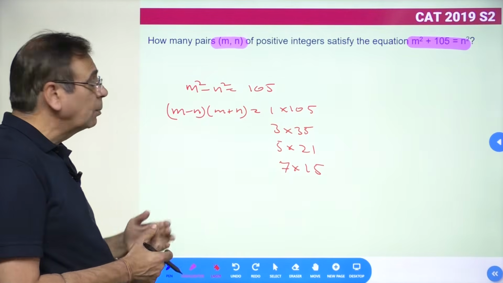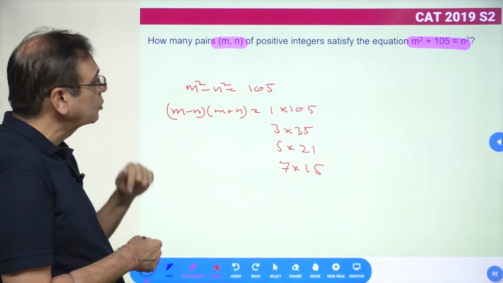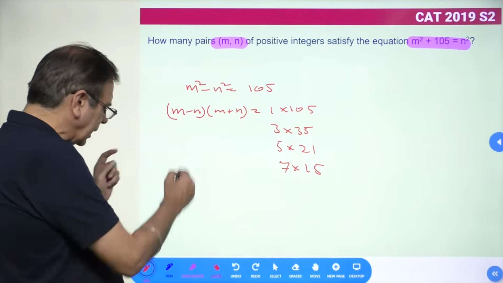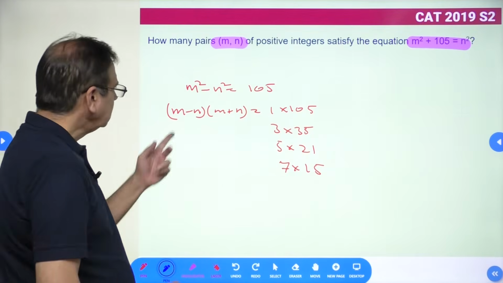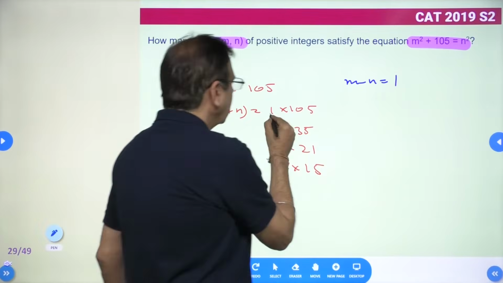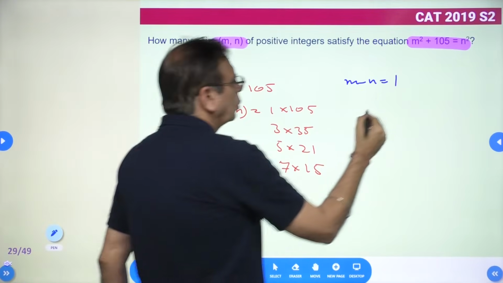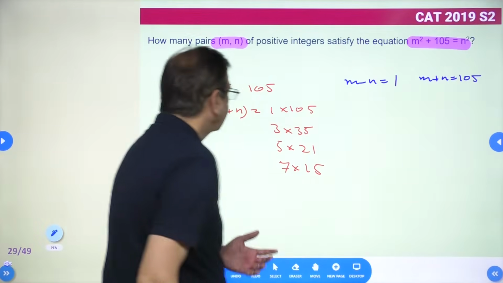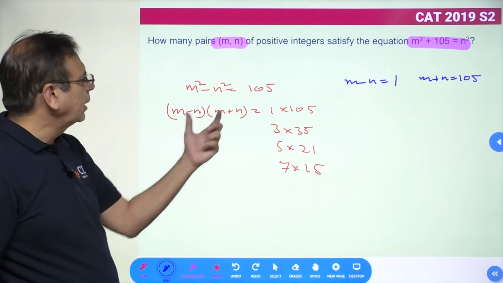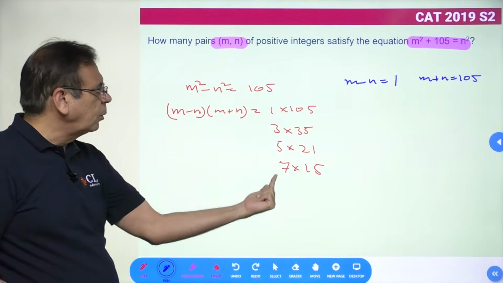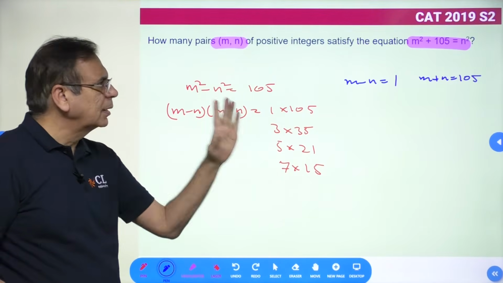Why? How can I be sure? Maybe which will be an integer. How can I show it will be an integer? Because both are odd. Now let me explain. Let's take one case. Let's take m minus n equal to 1. Let's look at this one. M minus n equal to 1 and m plus n equal to 105. This is what it will be, right? After all, m plus n cannot be 1 and m minus n cannot be 105. M minus n will have to be the smaller number, m plus n will have to be the bigger number.